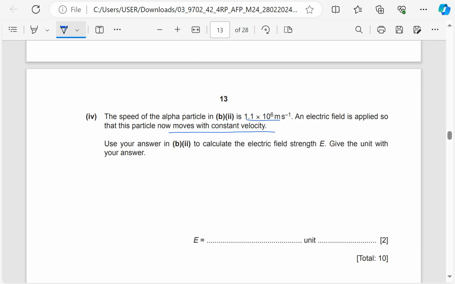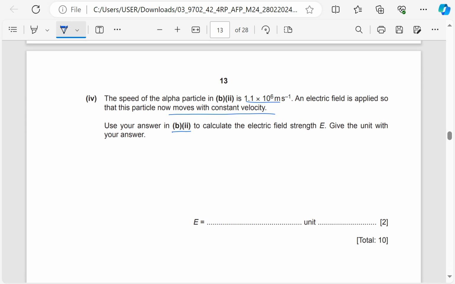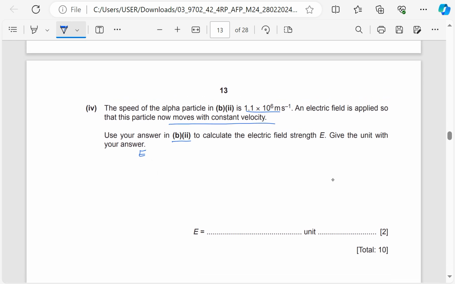If the particle is now moving with a constant velocity, it means the electric force is equal to the magnetic force. Otherwise, if they were not equal, then it wouldn't move with a constant velocity. Use your answer in B Roman 2 to calculate the electric field strength, E. Give the unit with your answer. So the electric force is equal to the magnetic force.